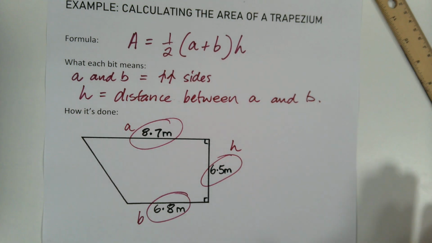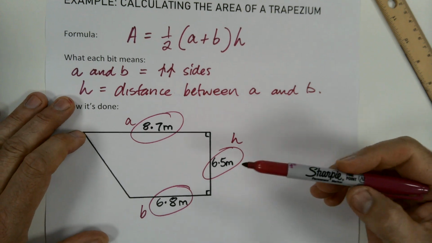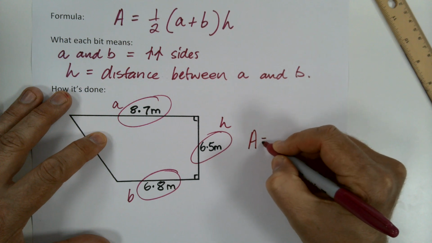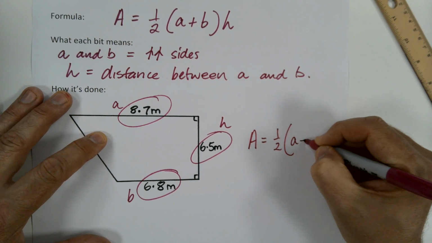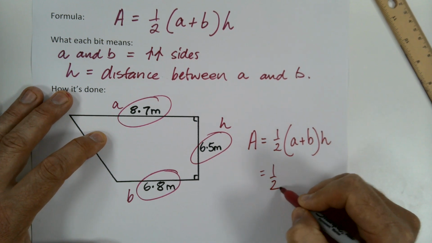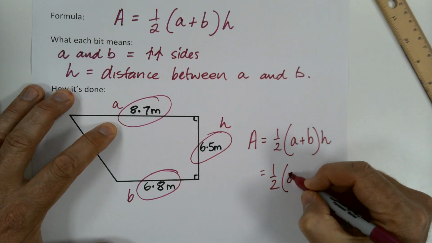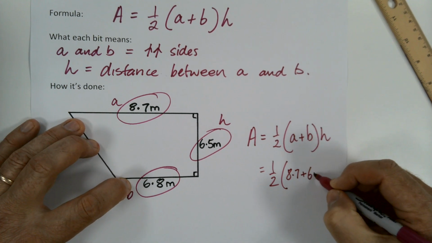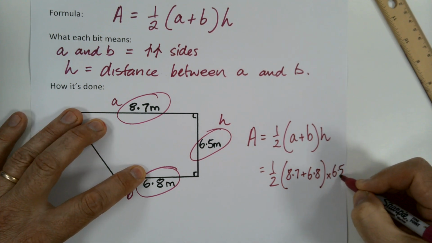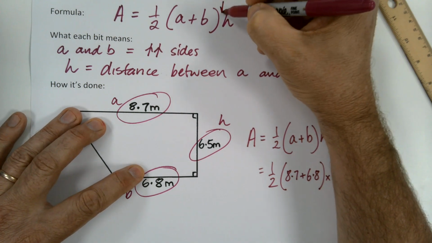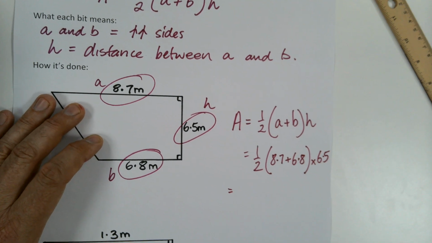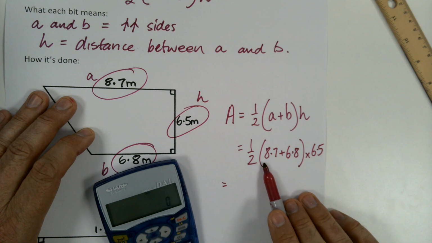Alright, so let's get in and do it. First of all, we check we've got all the same units. So we've got meters, meters, meters. Sweet, good to go. Here's the rule. Okay, so let's plug it in now. A half is a half. A is 8.7 plus B 6.8, close the brackets, and then you times it by 6.5. There's nothing in there, that means there's actually a multiply. Now you can just feed all that in one go, making sure you put the brackets in.